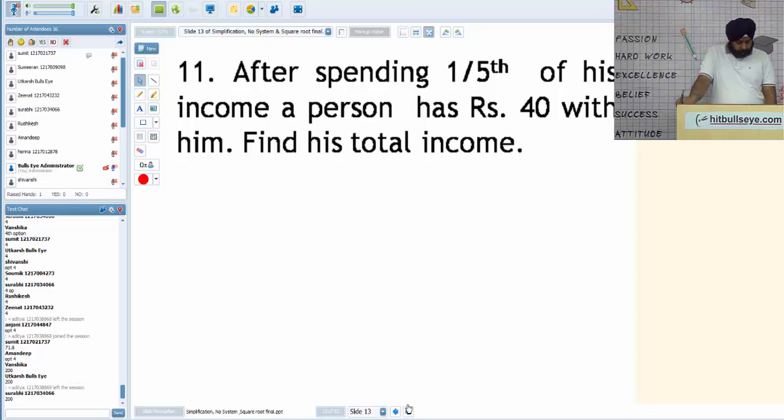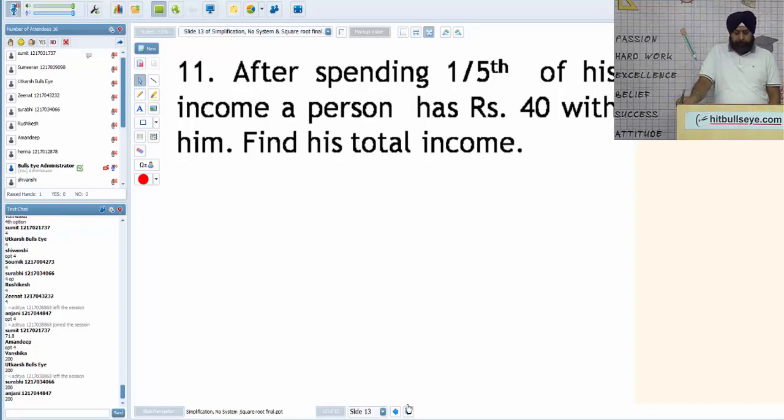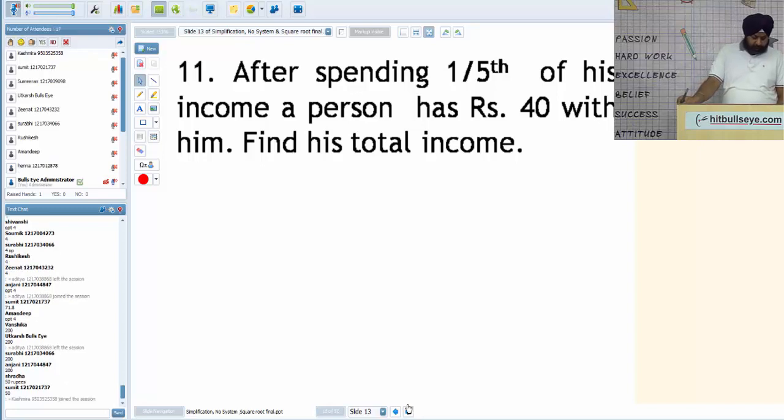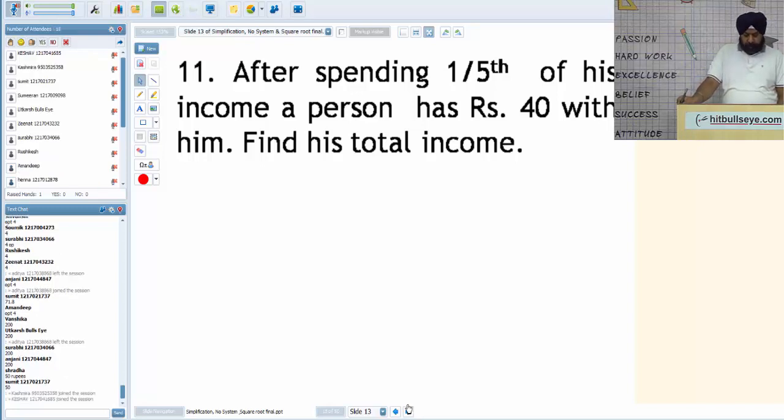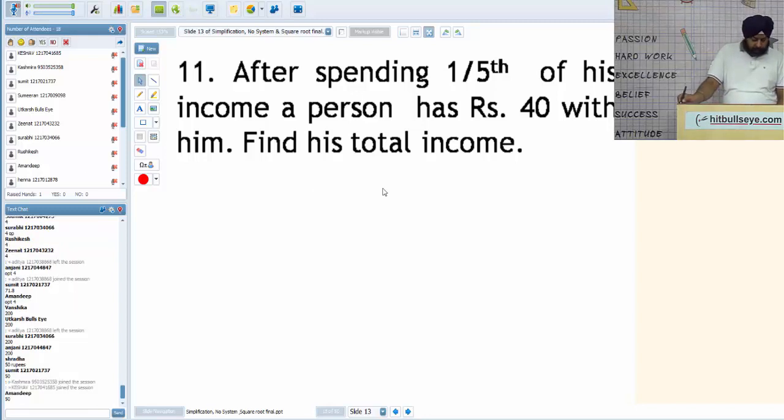Vanshika. Surbhi. Any other answer? So Vanshika, Utkarsh, Surbhi, Anjani, all of you are absolutely wrong. Yes, Shraddha, it's 50. Yes, Sumit. 1/5 of the income is spent, so after spending, it's not 1/5 that is equivalent to 40. It's 4/5. If we proceed like this, let the income be X.